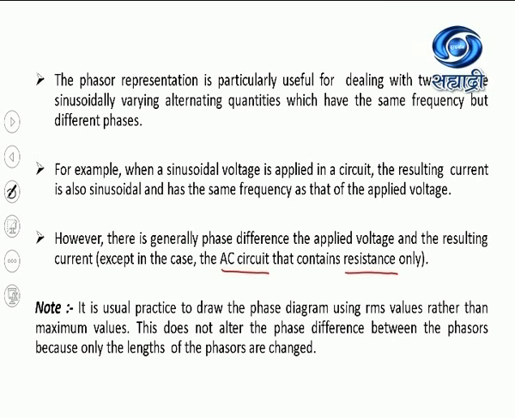This will not alter the phase difference between the phases because only the lengths of the phasors are changed. The angle will not change, and the angle represents the phase difference. So that's why there are two ways to represent the phasor: one with the instantaneous value, where the length of the vector always represents the peak value, and the other with the help of the RMS value.